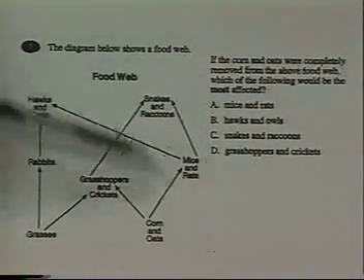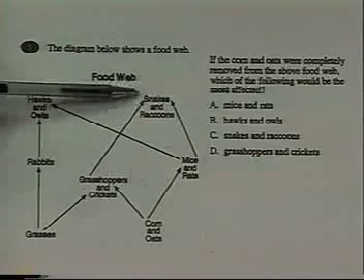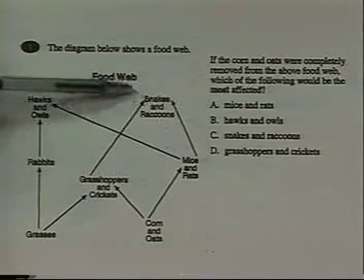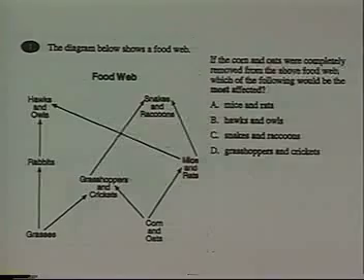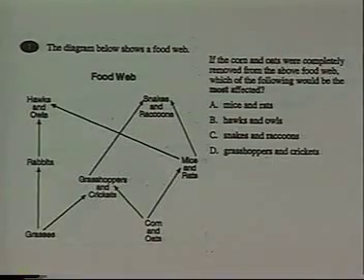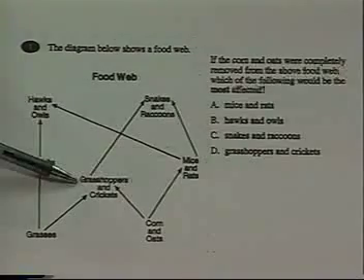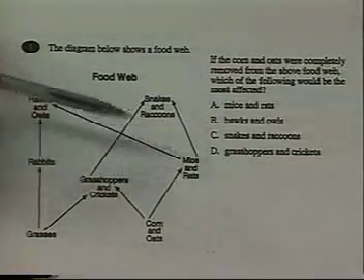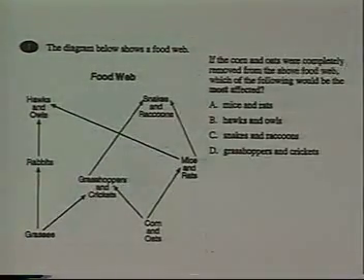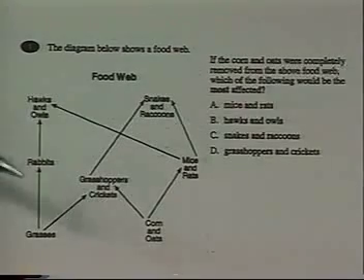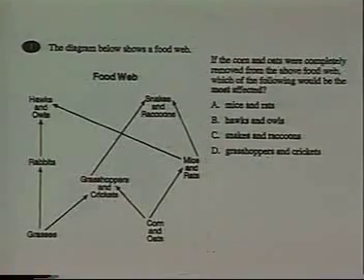Would that affect snakes and raccoons? Yes, it cuts their food supply by half, because they still have another food supply, which is grasshoppers and crickets, but they won't have the mice and rats. And the hawks and owls would be affected too, because they won't have anything else. They'd only eat the rabbits.